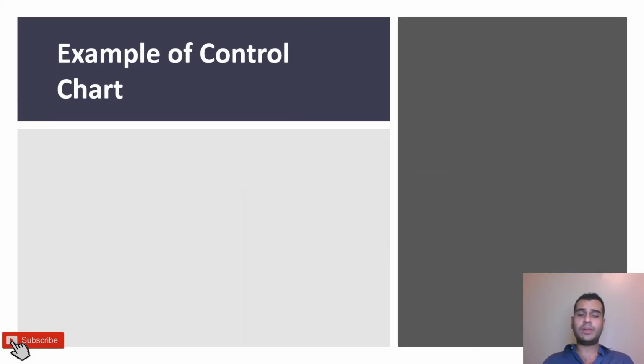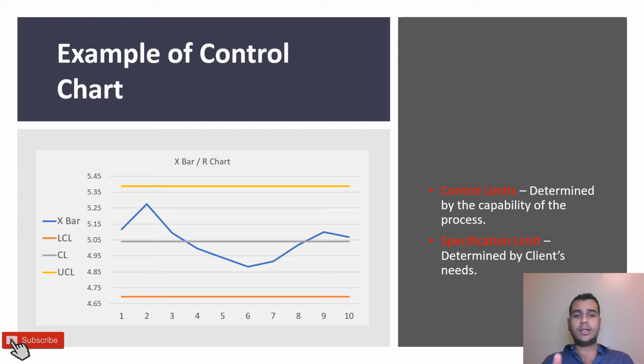Now, this is an example of a control chart. You can see here, this is an X bar stroke R chart, which is one of the charts in the SPC.